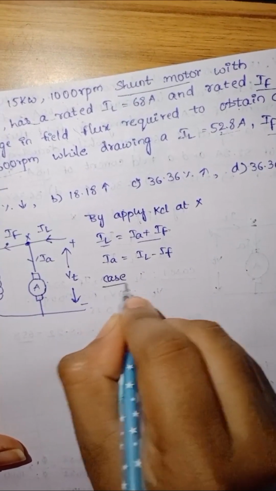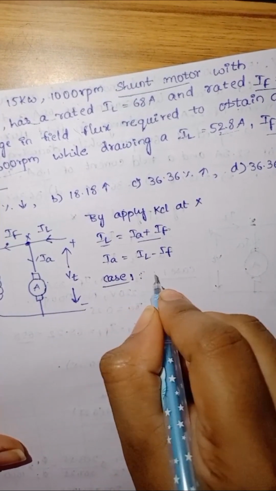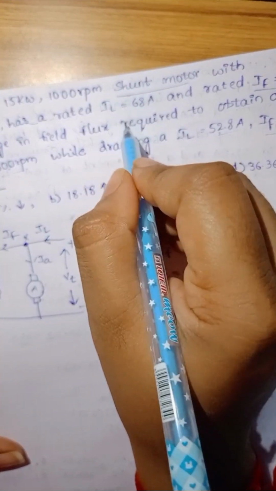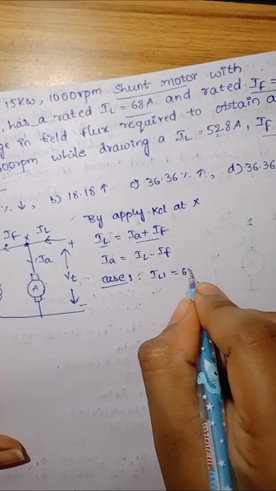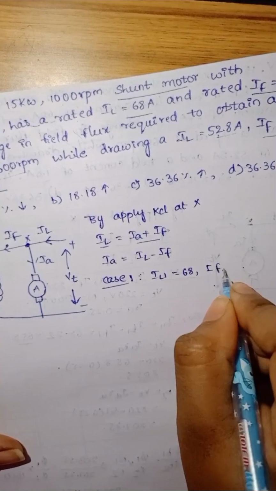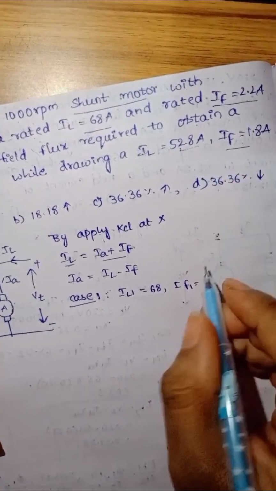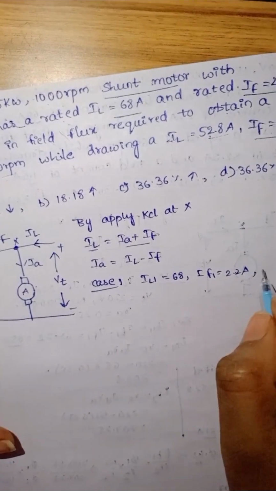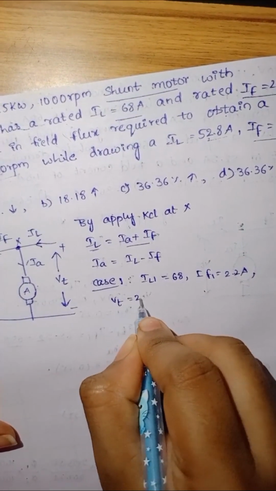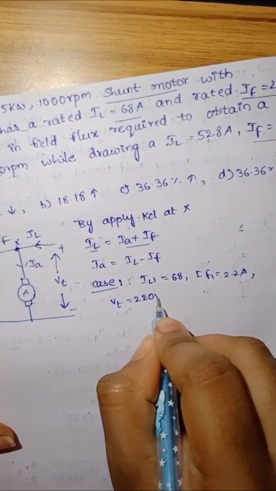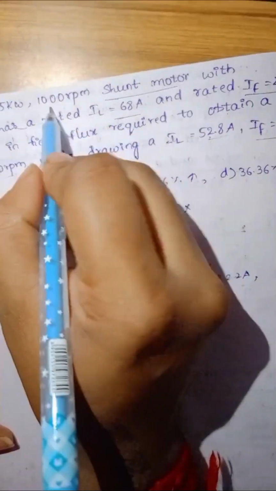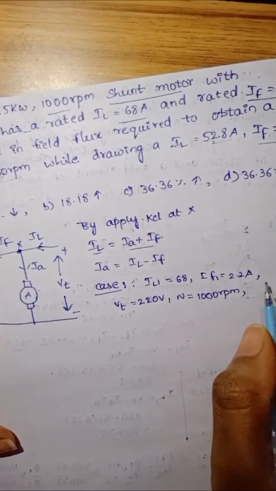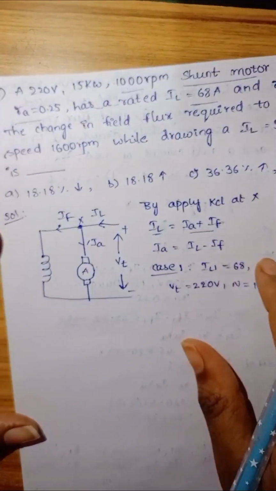In case 1, he gave IL1 is equal to 68, IF1 is equal to 2.2 amps, VT is equal to 220, speed N is equal to 1000 rpm, RA is equal to 0.25.